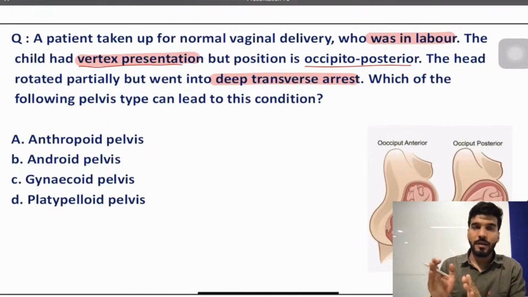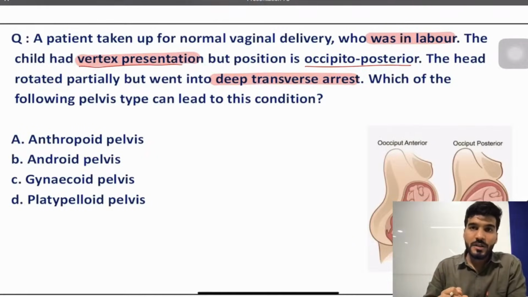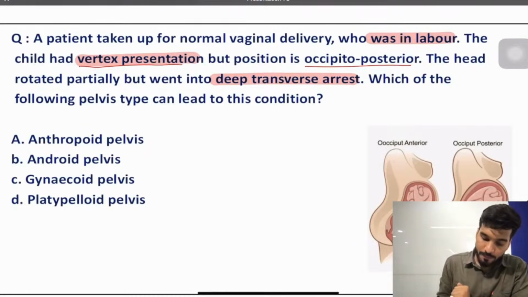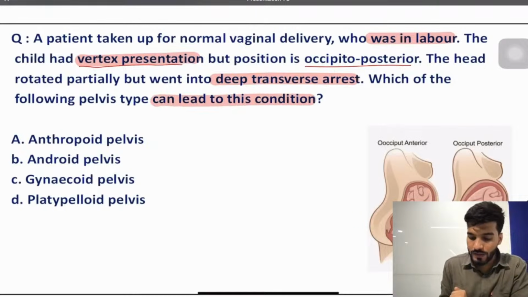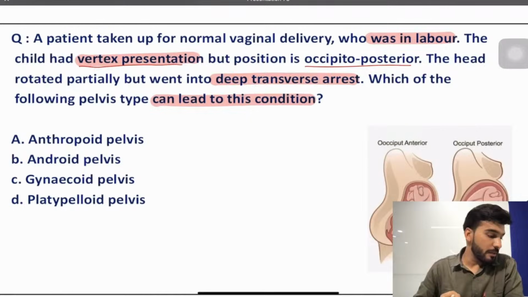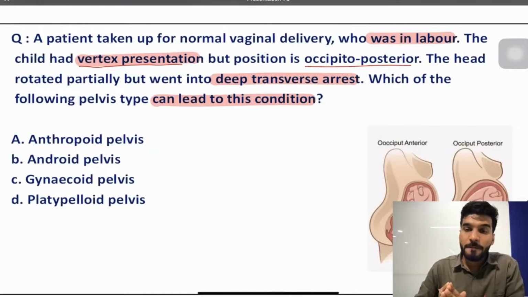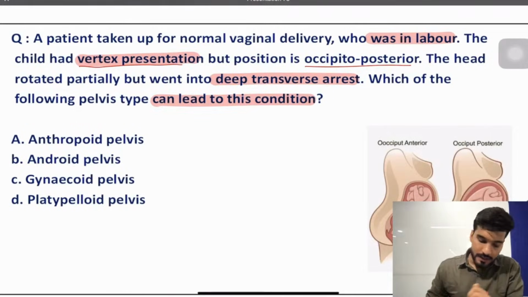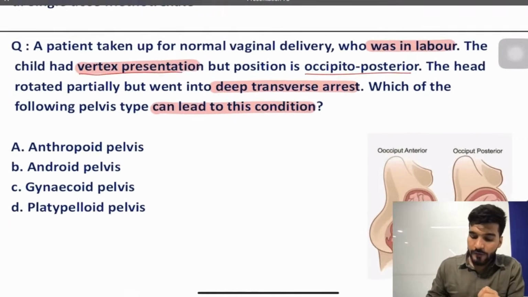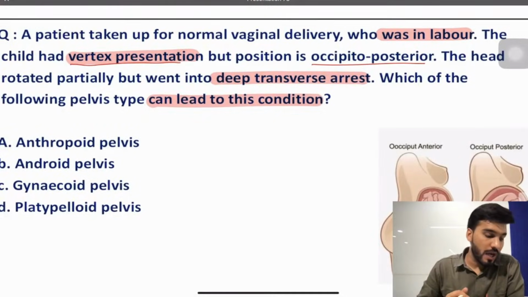The head got stuck in between and this arrest is called deep transverse arrest. Which of the following pelvis can lead to this condition? Depending upon the type of pelvis, we have 4 types of pelvis, we already know: gynecoid pelvis, anthropoid pelvis, android pelvis, and platypelloid pelvis. Now, my dear students, the question is which type of pelvis will have deep transverse arrest?